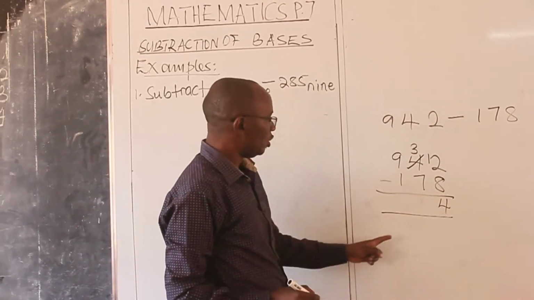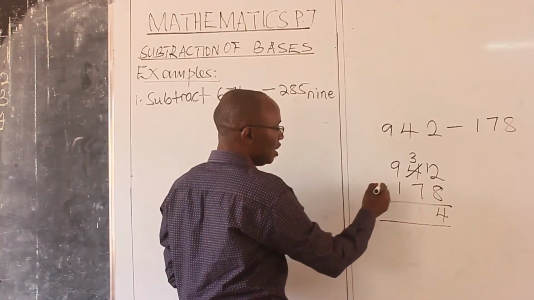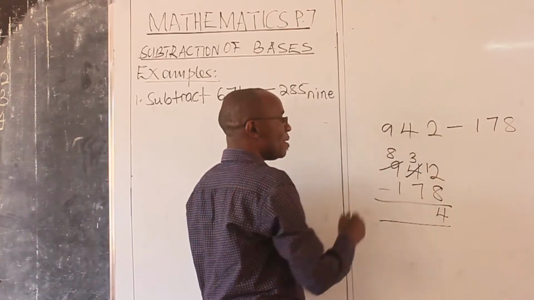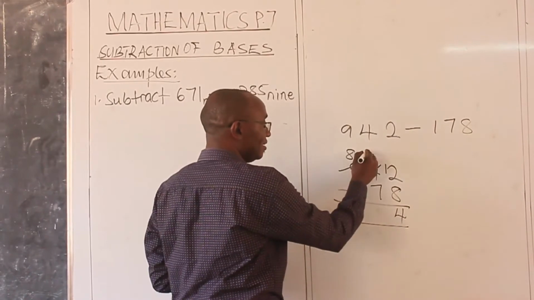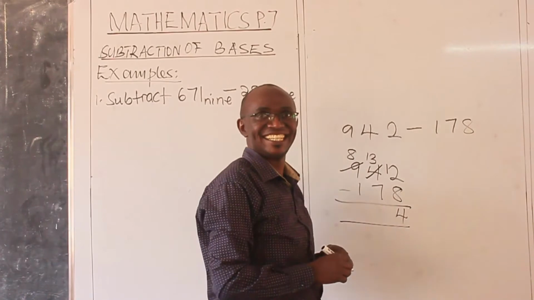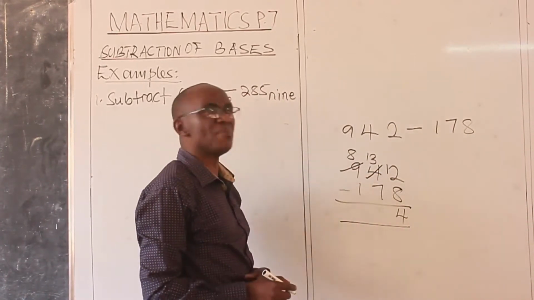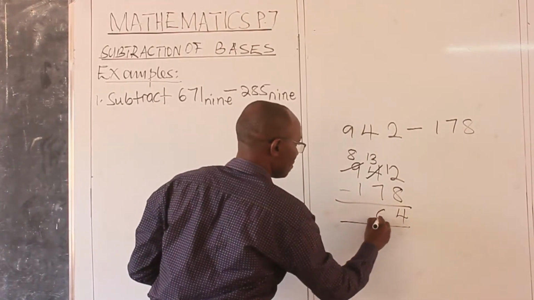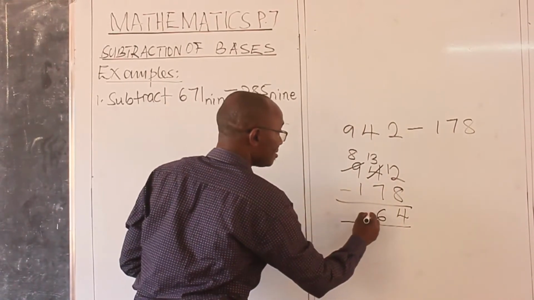We continue. You have 3 minus 7, it's impossible. So you move to the next place value of 100 and borrow. You have 9 hundreds; when you borrow 1, you remain with 8. But you have taken 1 ten, and when you add it to 3, you get 13. So 13 minus 7 is 6. Now this one is possible: 8 minus 1 is 7.